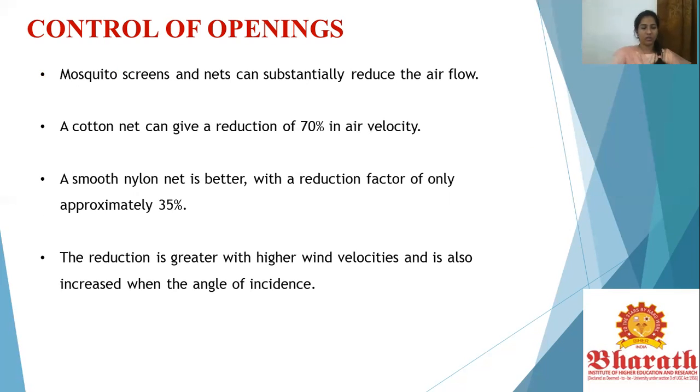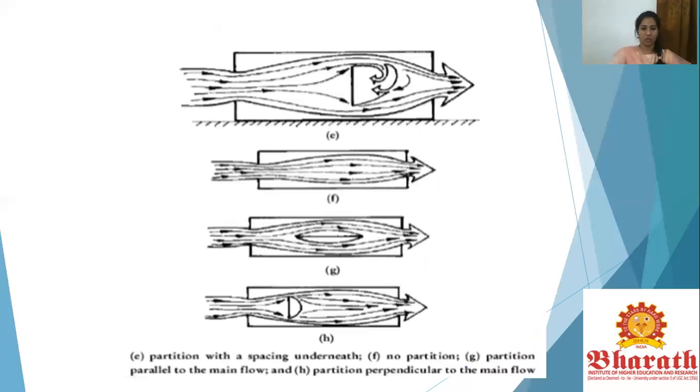Looking at openings, we also talk about some categories, because when you have your openings, you also have to consider the elements that are there in them. One would be mosquito screens and nets. These substantially reduce the airflow. A cotton net can have a reduction of 70% in air velocity, whereas a smooth nylon net has a factor of just 35%. This reduction is greater with higher wind velocities and also increases with the angle of incidence. This is not the standard amount, but if the airflow is more and the angle of incidence is more, the air that is reduced will also be more.